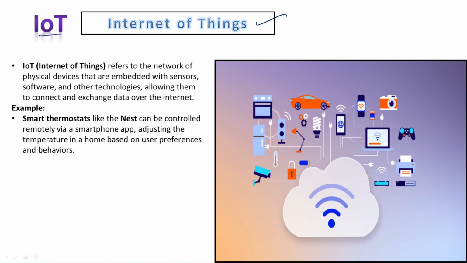IoT, that is Internet of Things. So IoT or Internet of Things refers to the network of physical devices that are embedded with sensors, software, and other technologies, allowing them to connect and exchange data over the internet. For example, smart thermostats like Nest can be controlled remotely via a smartphone application, adjusting the temperature in a home based on user preferences and behavior.